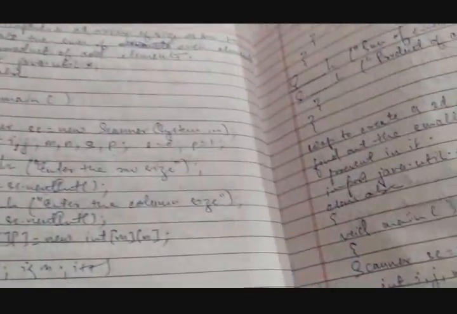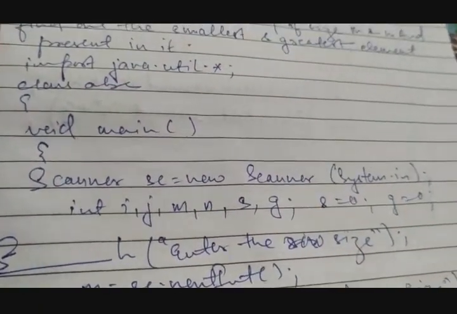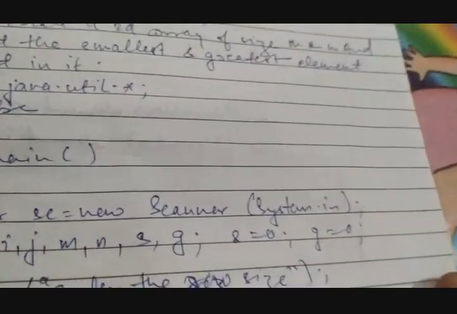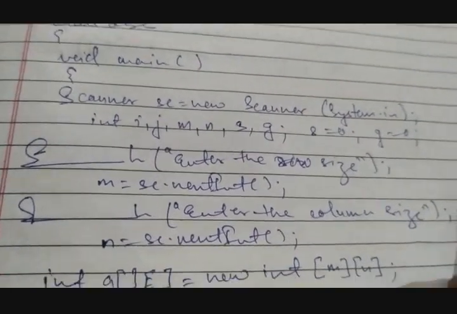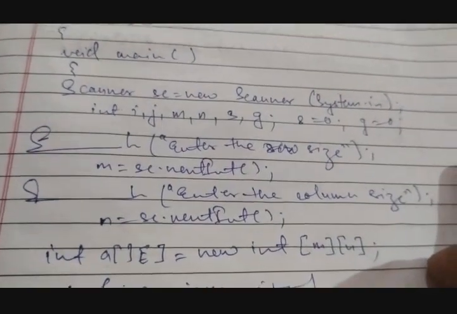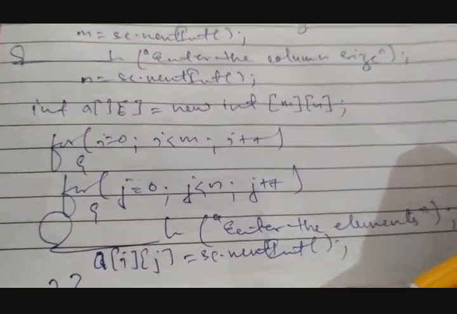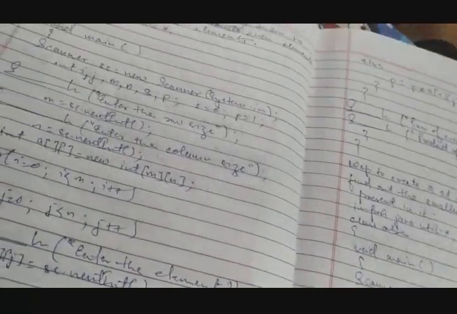So what you have done here: you got the i, j, m, n, set those smallest and greatest to 0, got the two sizes, got the array, and then this is the element entry. And here comes the logic.